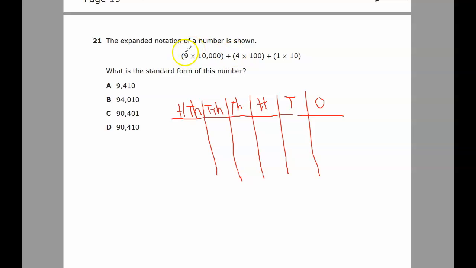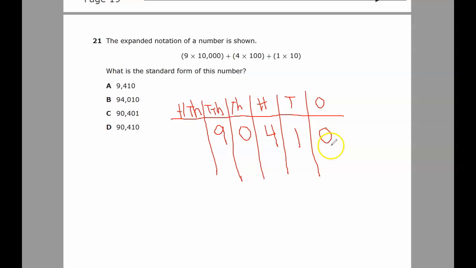So I know I have a 9 in the 10,000s place, which is right here. So I'm going to put my 9. I have a 4 in the hundreds place, 4 times 100. And I have a 1 in the tens place. Now I need to fill in my gaps. So I have a gap here, which is a 0, and I have a gap here, which is a 0.